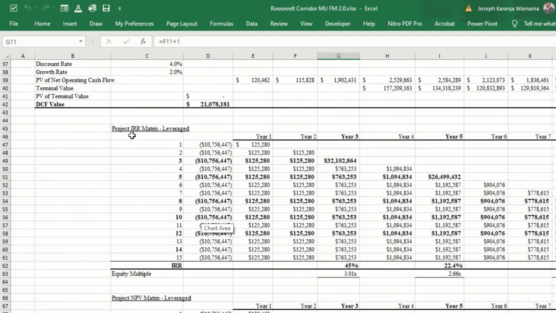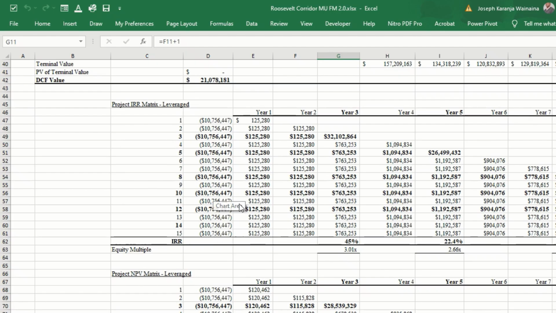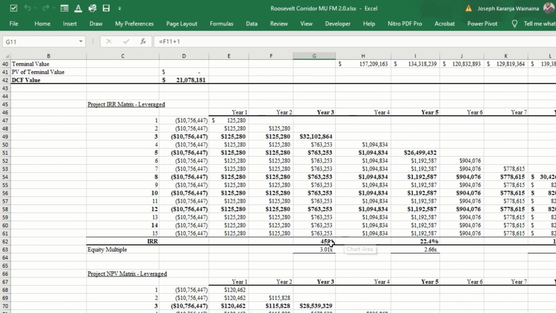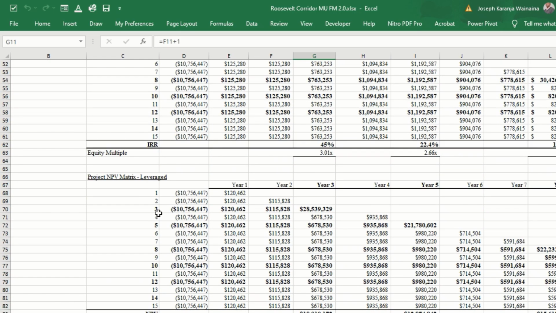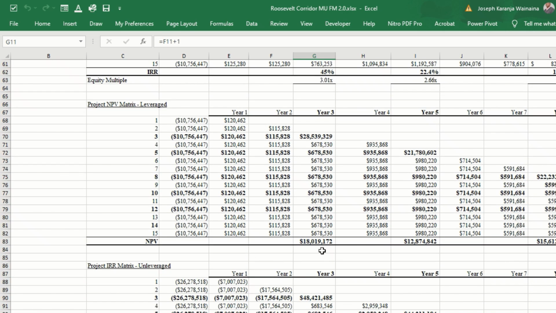We also have the project IRR matrix, which shows the kind of returns that will be earned for the project from year 1 all the way up to year 10. You are able to see the kind of IRRs we're supposed to earn for each and every period. We'll also have the NPV, net present value matrix, which is levered. We have the NPV for each and every year.